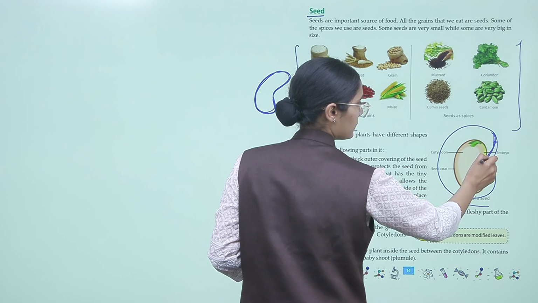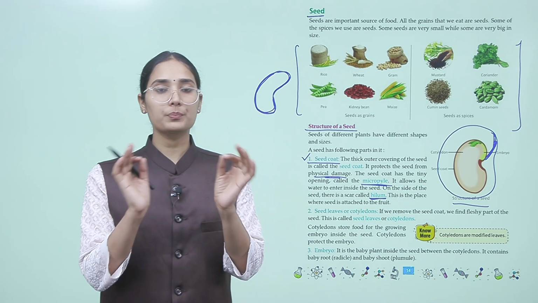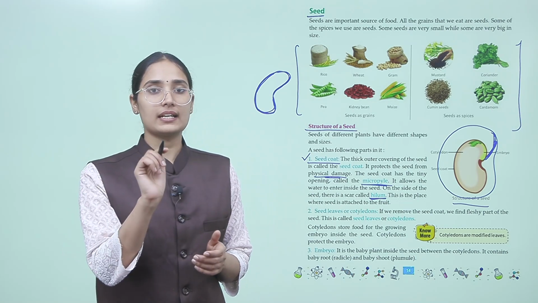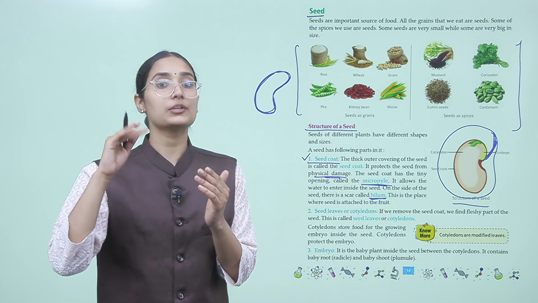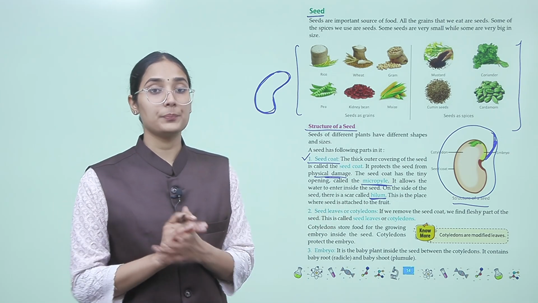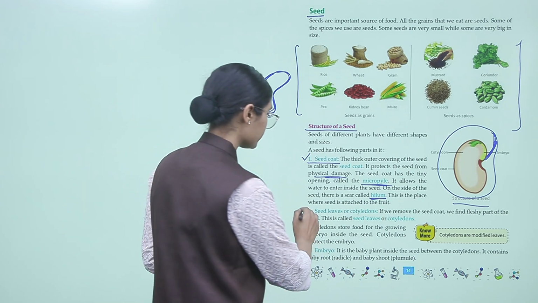hilum, okay? Have you ever seen a mango fruit? So there is a seed inside it, right? So the point from where the seed is connected to the outer part that we eat is called the hilum. Now next come the seed leaves or cotyledons.